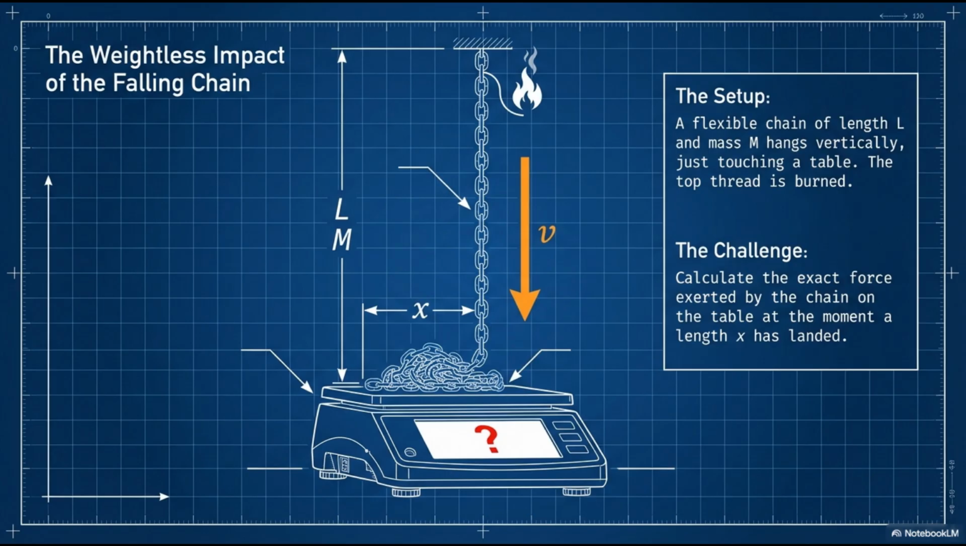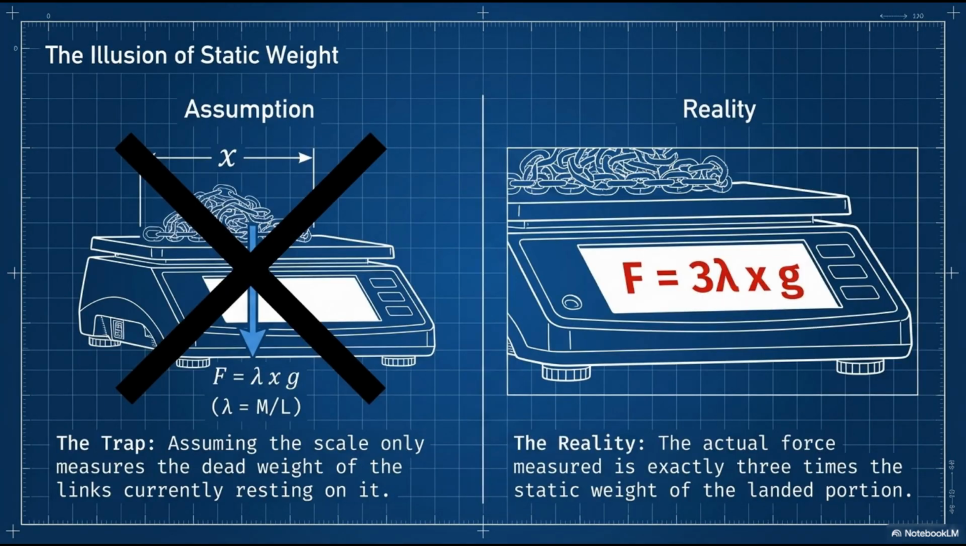Many students fall into the static trap, assuming the scale only measures the dead weight of the links resting on the table, or lambda xg. However, the physical reality is a paradigm shift. The actual measured force is exactly 3 times the static weight, or F equals 3 lambda xg. The scale isn't just supporting weight, it is actively destroying the downward momentum of every falling link.